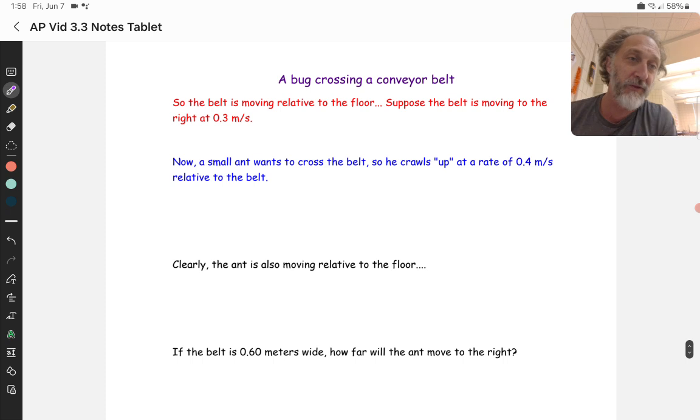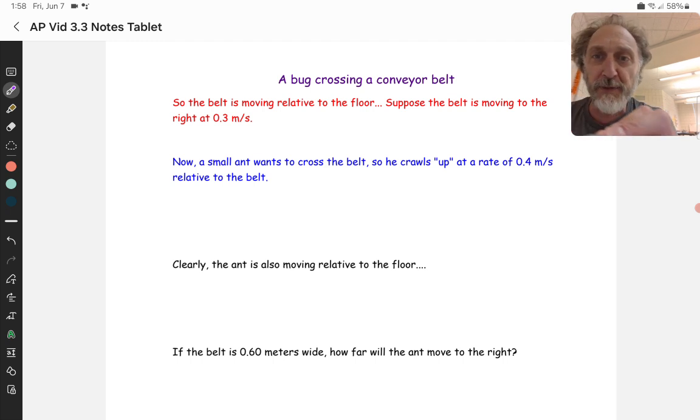Example number 1. These are both a bug crossing a conveyor belt, but with different goals, all right? I like the bug crossing a conveyor belt example just because I think it's easy to visualize, right? You've got the conveyor belt going, and the bug is crossing it, okay? It's the exact same thing as a boat crossing a river, except you've got a boat instead of a bug and a river instead of a conveyor belt. It's also the same as a plane flying through the wind, right? Instead of a bug, you've got a plane, and instead of a conveyor belt, you've got the wind. Okay, but they're all really the same exact problem, okay? All right, so here we go.